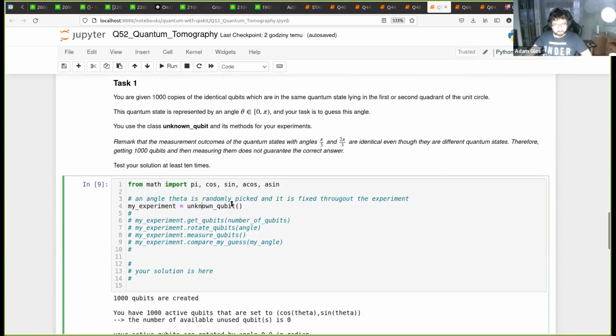So we will create an unknown qubit. We specify the number of qubits you want and the angle. For yourself, you can start with some simple angles, but later you can try random angles as well. It will be a little bit more fair. And then you can measure the qubits.